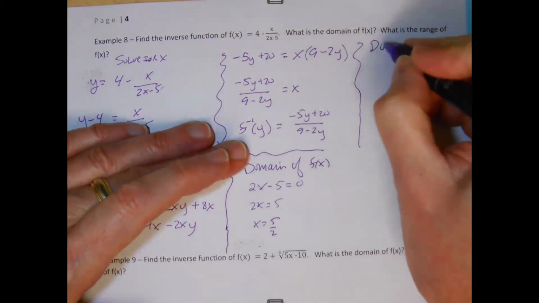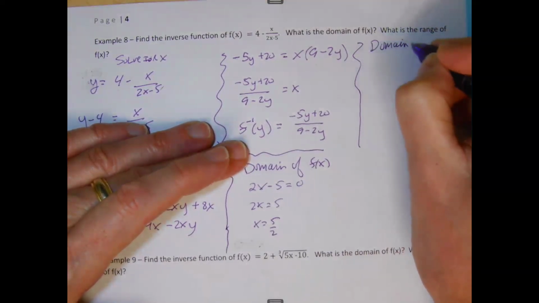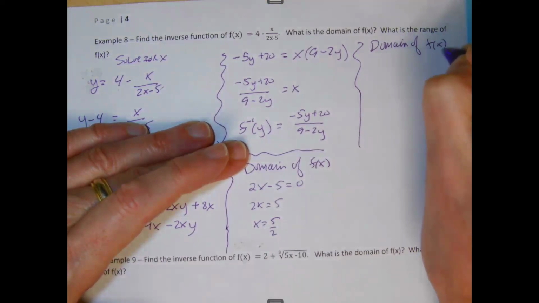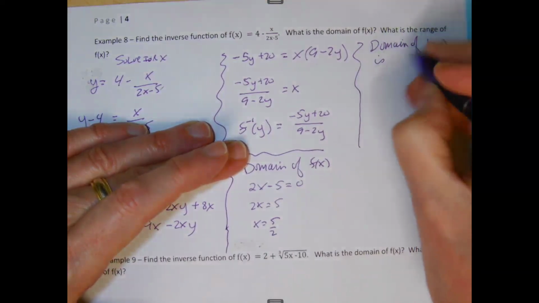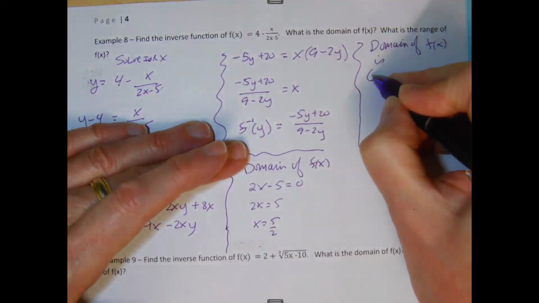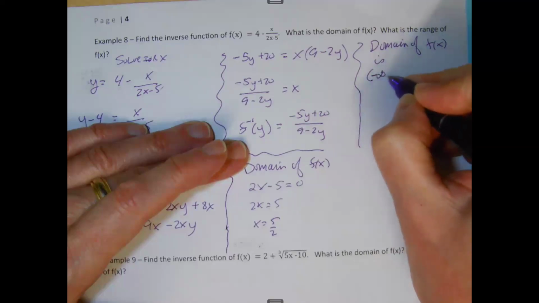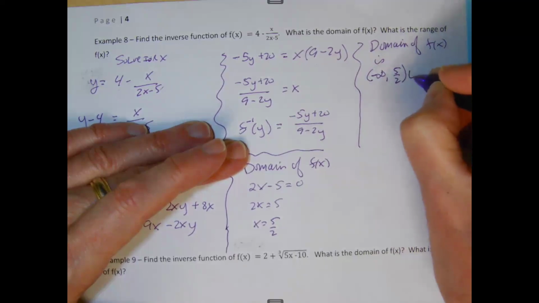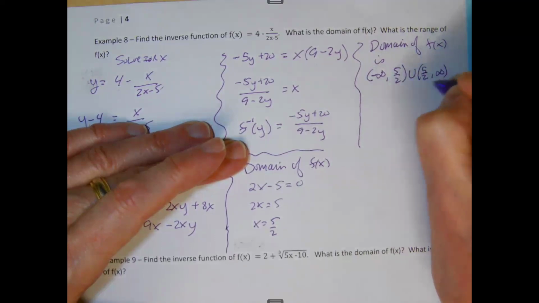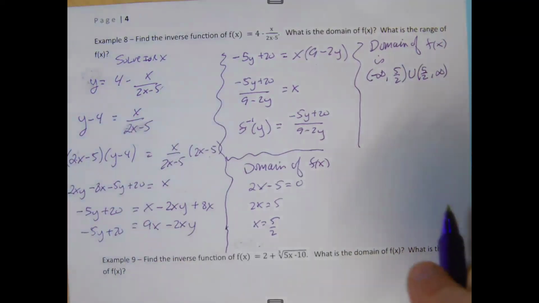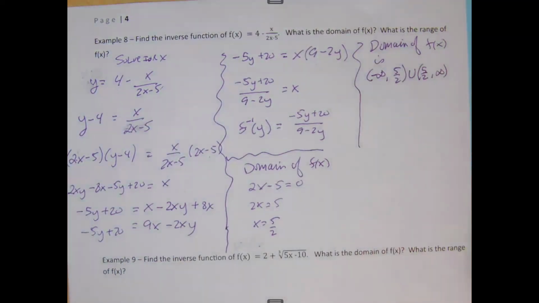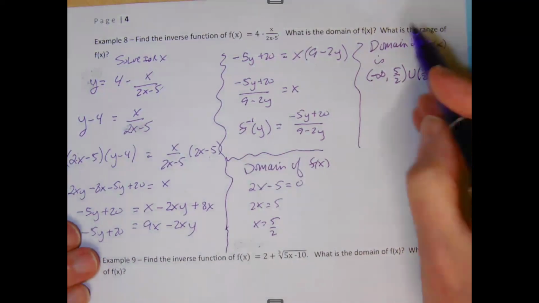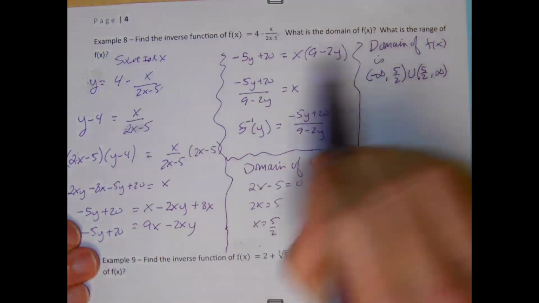So the domain, x is, and again, negative infinity to 5 halves, and then union with 5 halves going to infinity. So again, I'm excluding the only point, which is 5 halves. Everything else is fine. Okay. Now, what is the range of f of x?